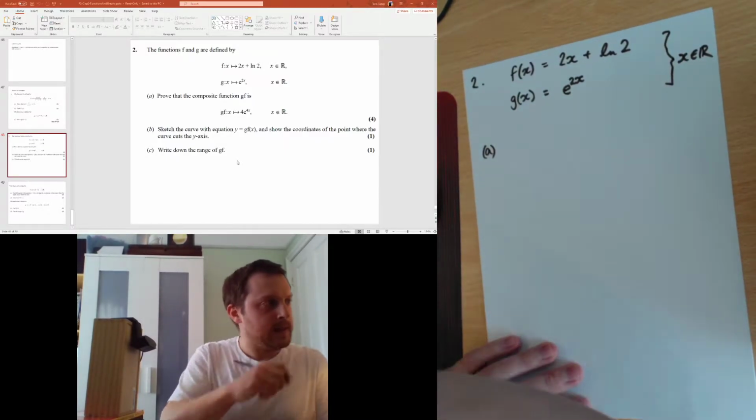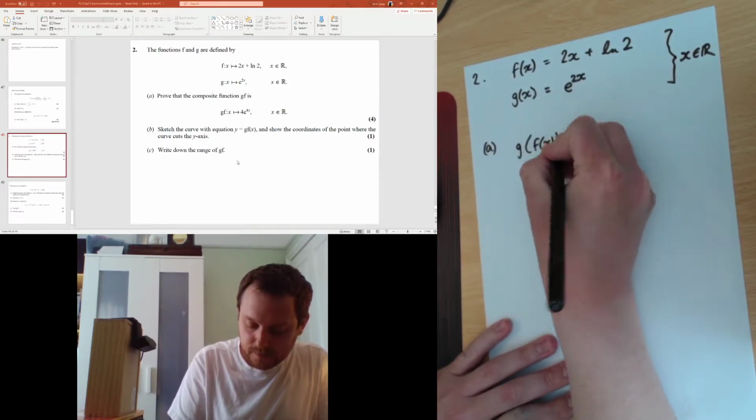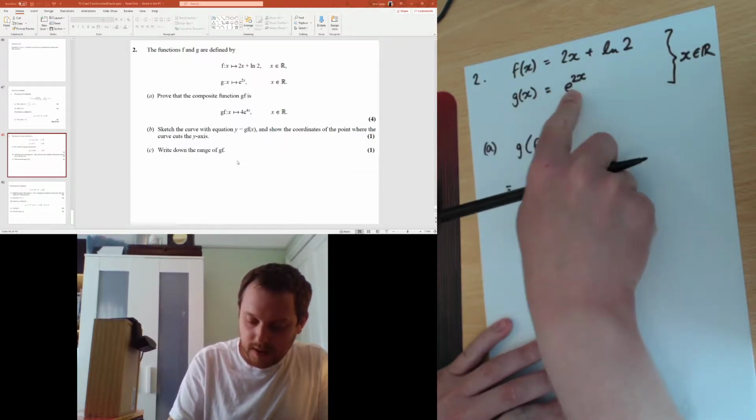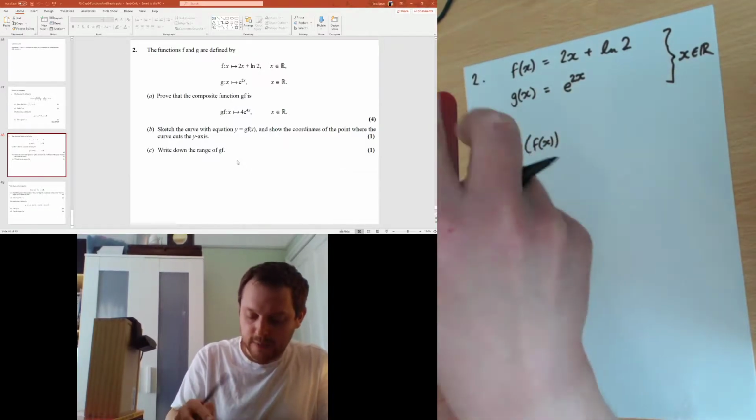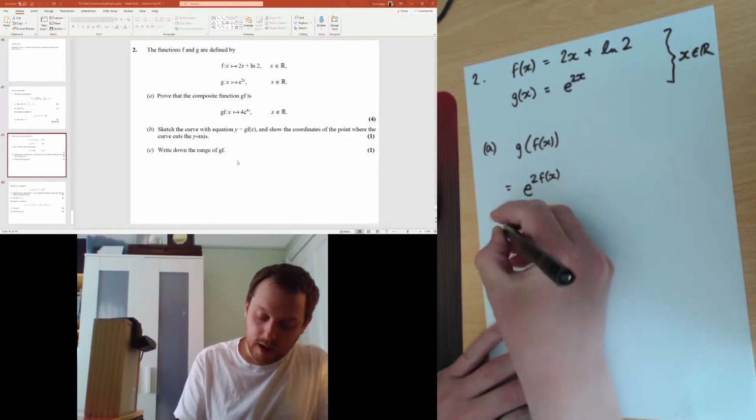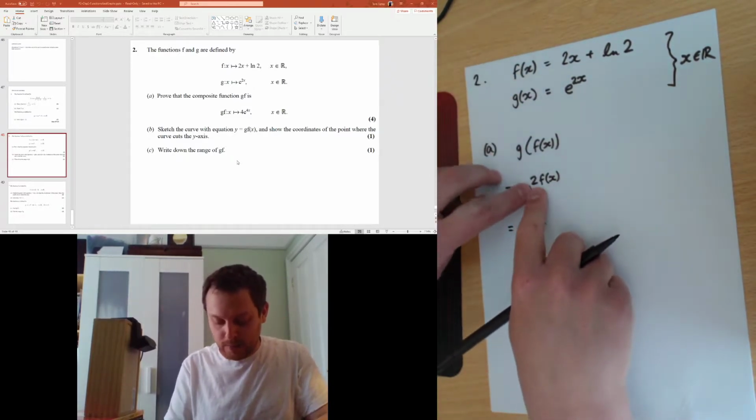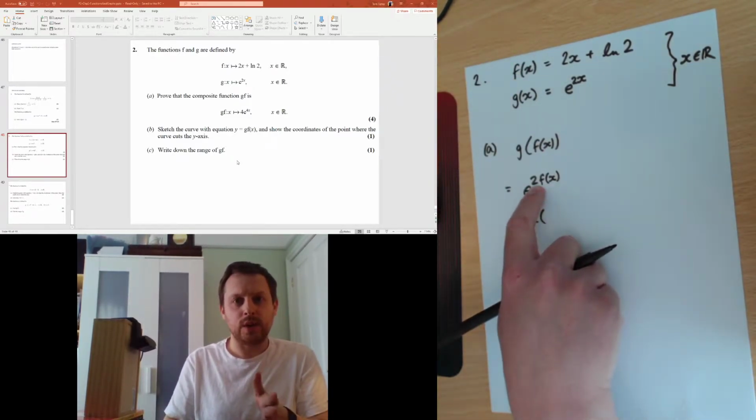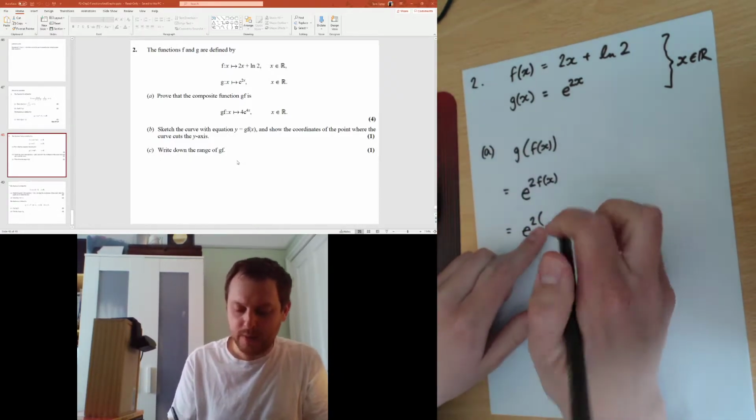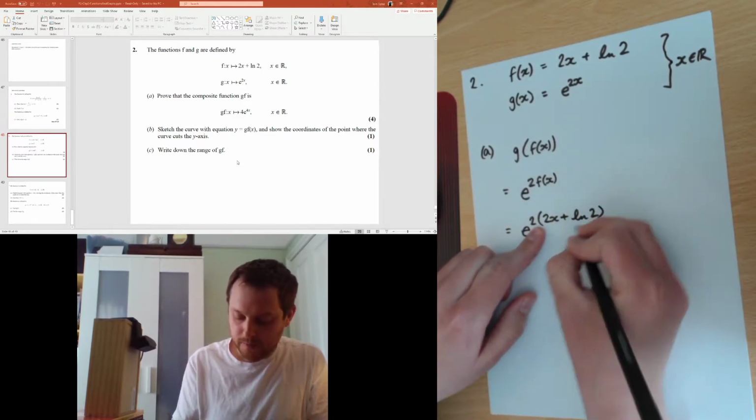Right. So I need to do g of f of x, which means I need to do e to the 2 lots of, not x, but f of x. So I need to do e to the 2 lots of f of x, which is e to the 2 lots of, and this is really important, it's two lots of the whole of f of x. So I should put a bracket and write 2x add log 2.